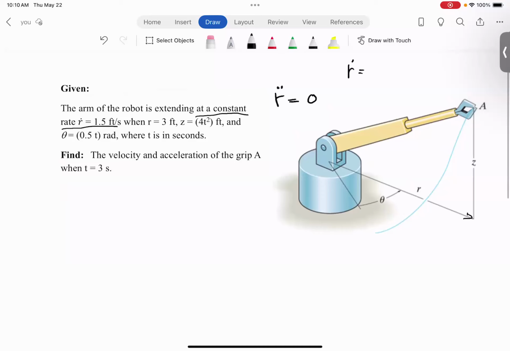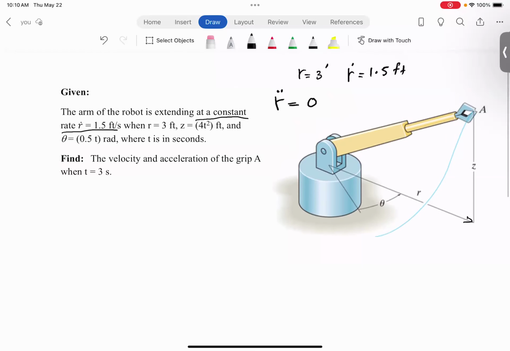So r dot is given to be 1.5 feet. So this is when r is equal to 3 feet. Okay? So when r is 3 feet, r dot is 1.5, is constant. Because it's constant, the derivative of it is 0. And then we are given also the height of this grip from this reference line to be 4t squared, changing with time in that form. And then theta, the angle at which the arm rotates, is also given based on that equation.